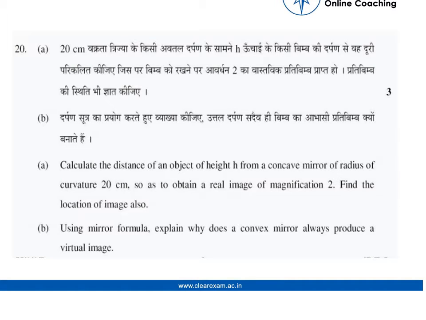Calculate the distance of an object of height h from a concave mirror of radius of curvature 20 cm to obtain a real image of magnification 2. Find the location of the image. By the mirror formula, explain why a convex mirror produces a virtual image.